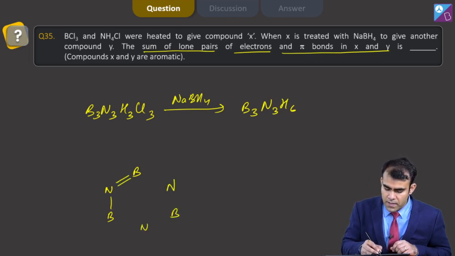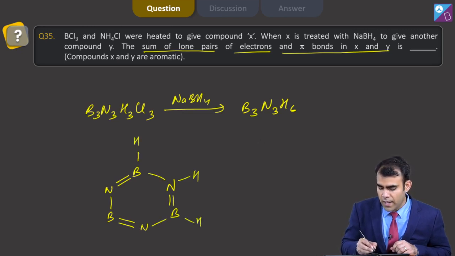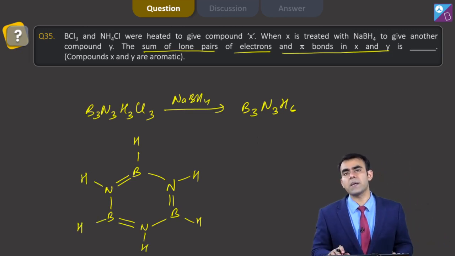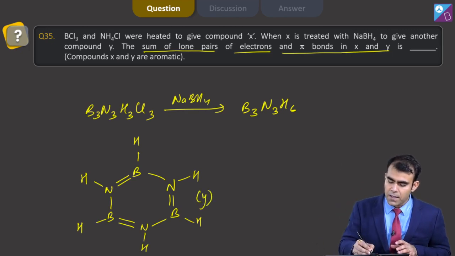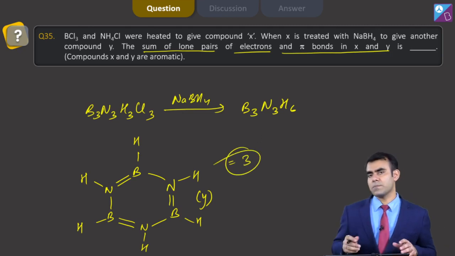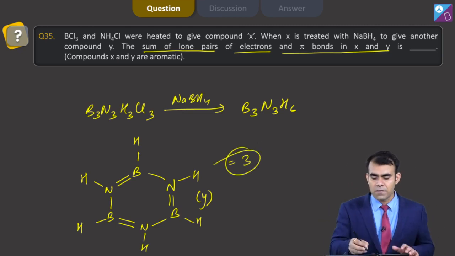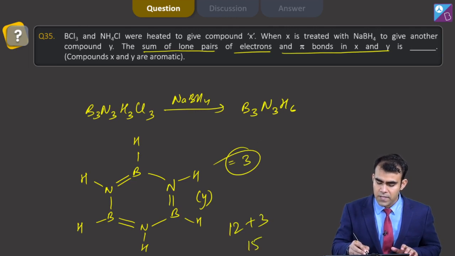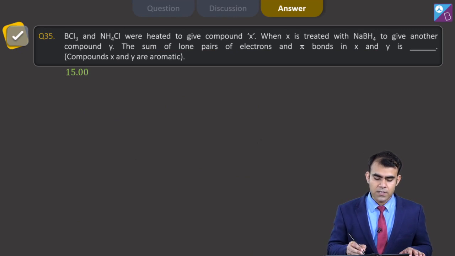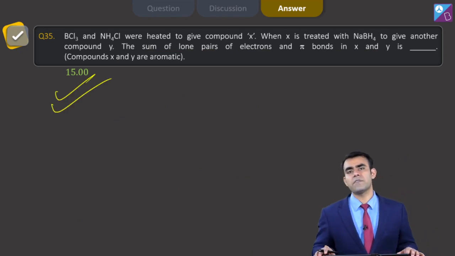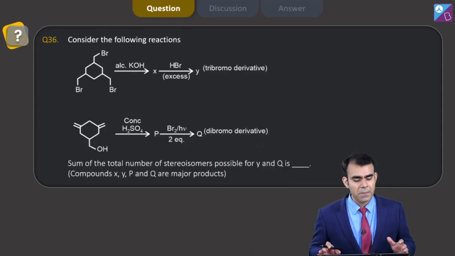So again, let's write the alternate pi bonds. This is H, H, H, H, H, and H. Now here we have 3 pi bonds and we do not have any lone pairs, so in Y we have only 3 pi bonds plus lone pairs. Earlier we have 12, so 12 plus 3 is what? It is 15. So the answer of this question is 15.00.